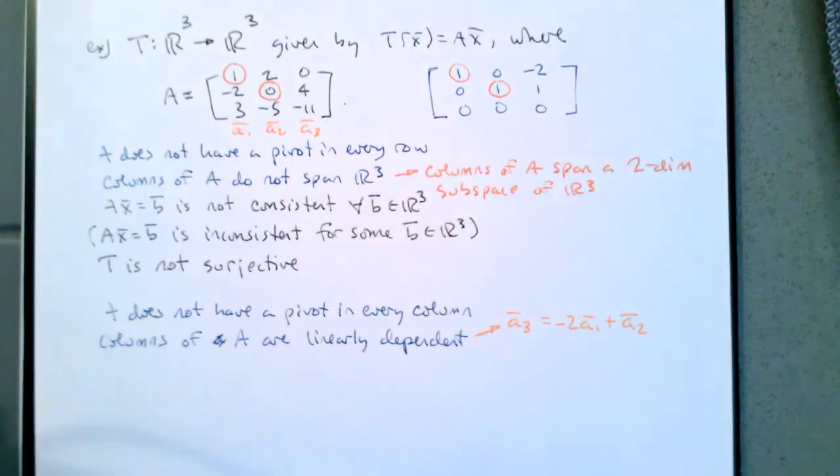That's not what we would want to use. Since we're given a matrix, we would want to use that A does not have a pivot in every column. Therefore, the columns of A are linearly dependent. What this means in terms of the equation is that since the columns are linearly dependent, we know that the homogeneous equation, AX equals 0, has a non-trivial solution.